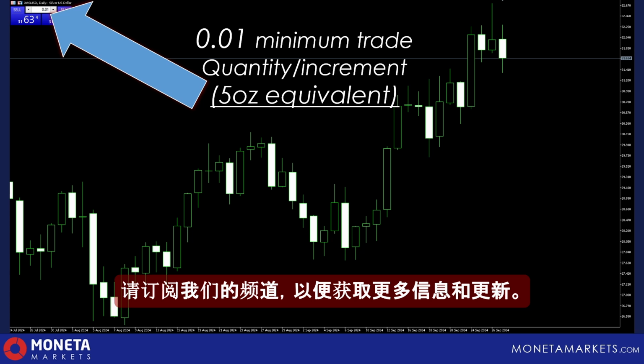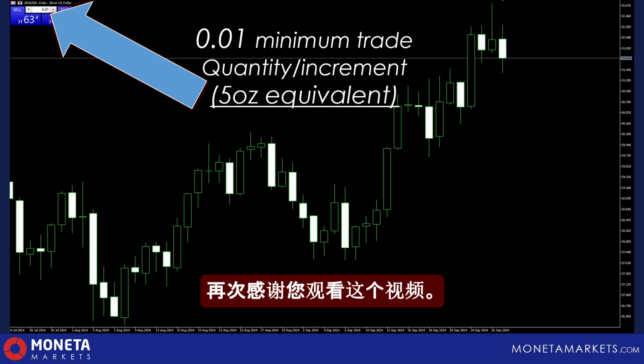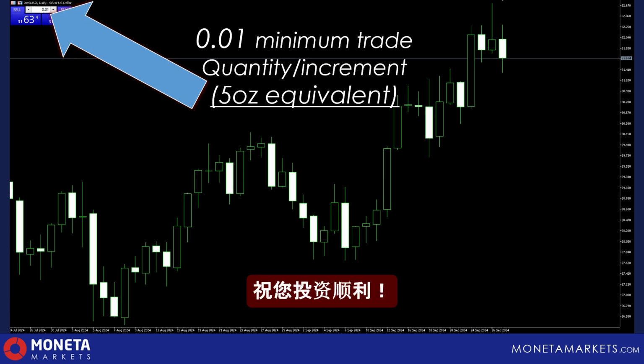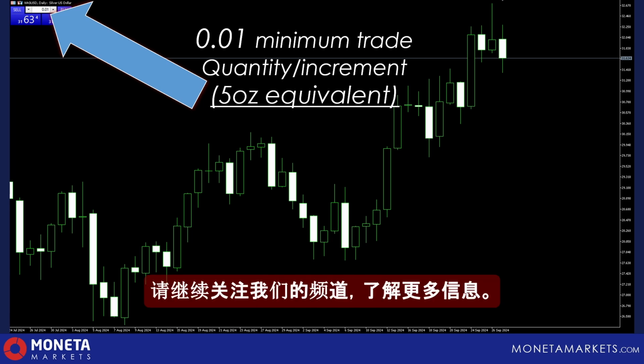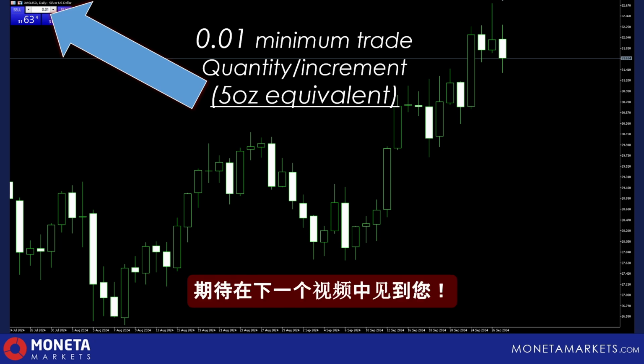And so that means if you were to trade a minimum quantity, 0.01, that means you're trading 1/100th of the standard quantity of 5,000. So that means 0.01 equals 5 ounces. And that is the minimum amount by which you can increase or decrease your order size. We'll cover these and related concepts in more depth in future videos.